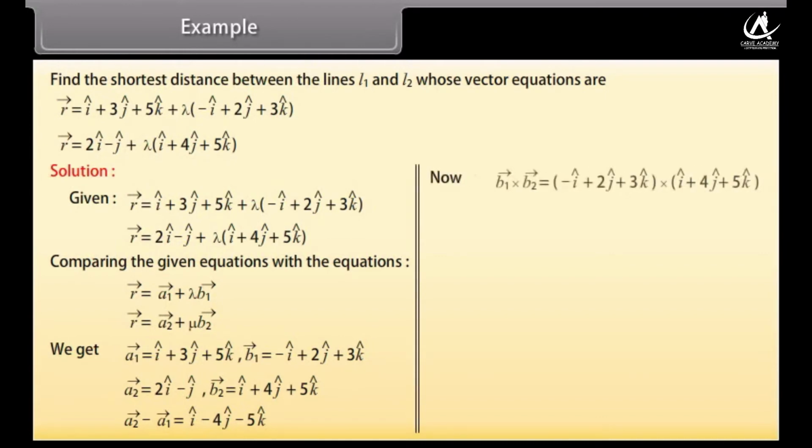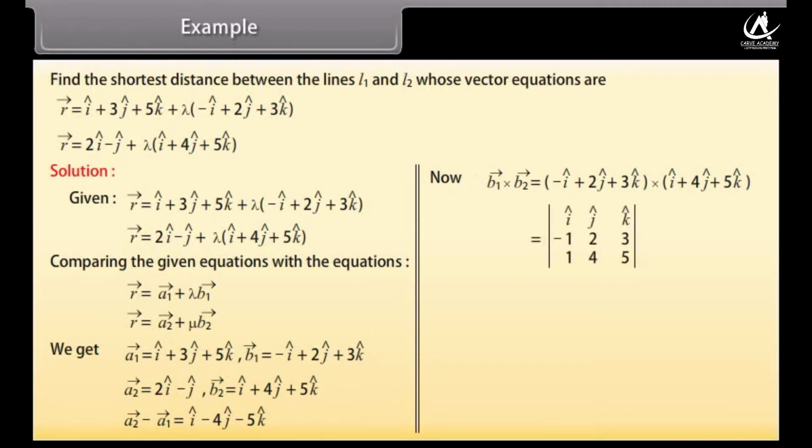Now, the cross product of vector b1 and vector b2 is (minus i plus 2j plus 3k) cross (i plus 4j plus 5k) equals the determinant, row-wise, first row i, j, k, second row minus 1, 2, 3, third row 1, 4, 5, which equals minus 2i plus 8j minus 6k.